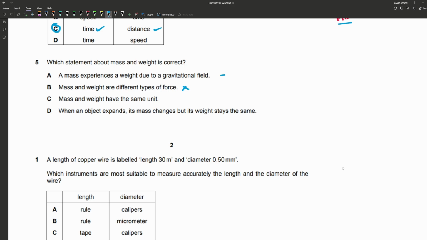Mass and weight have the same unit. This is also wrong, because we know that mass has a unit of kg, while weight is a force, so weight is measured in newtons.